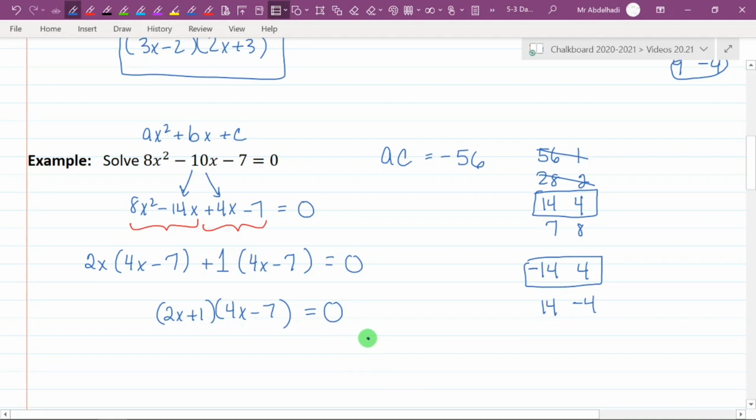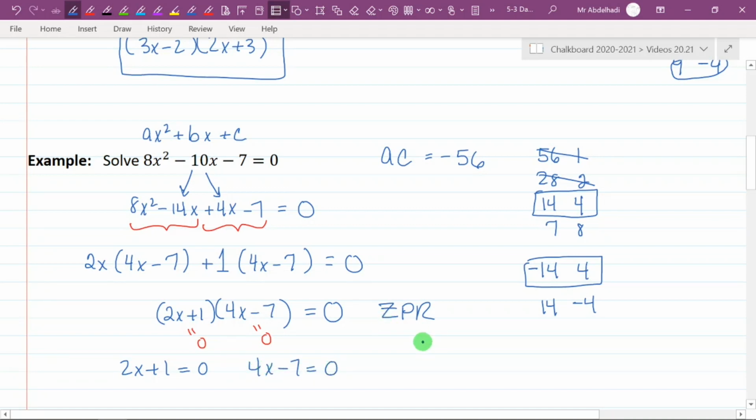And there you go. You factored this into two binomials, and you have the equals 0, so you're ready for the zero product rule now. You're ready to solve using the zero product rule. The zero product rule says if you have a factor times a factor equals 0, whether it's 2 or 3 or 10 factors, doesn't matter, you can set each factor equal to 0 and solve. So let's do that. 2x plus 1 equals 0, and 4x minus 7 equals 0.